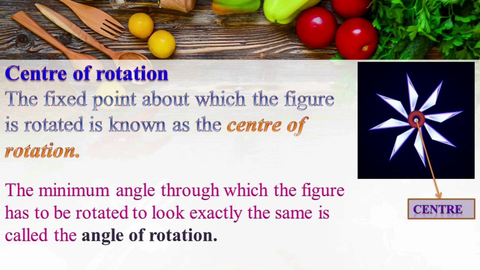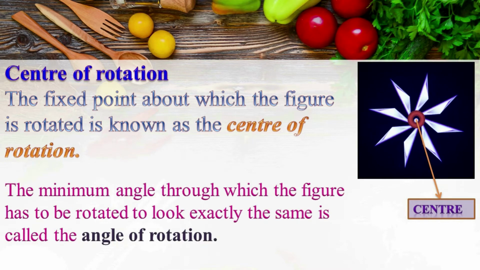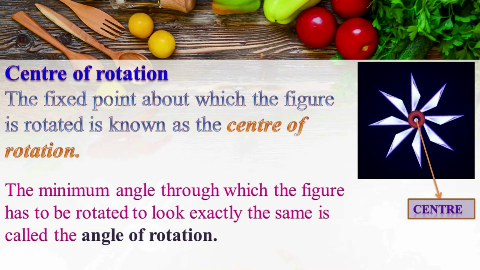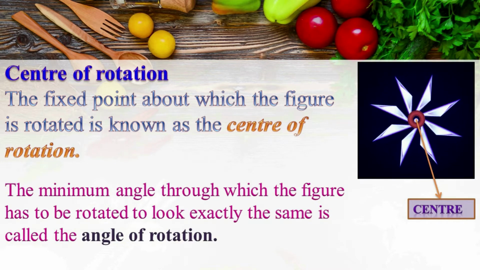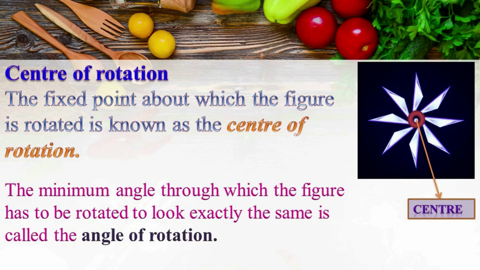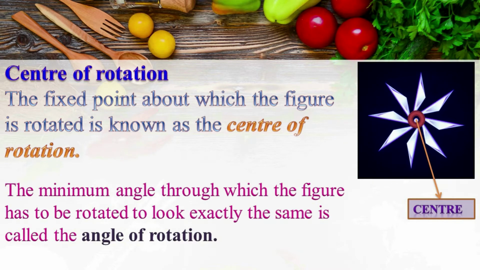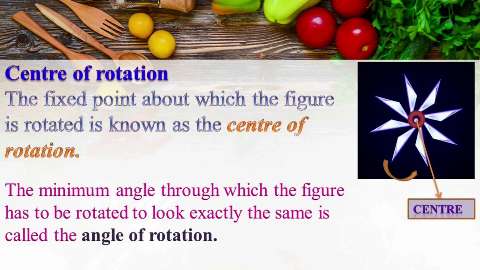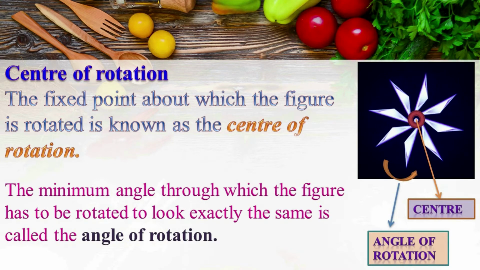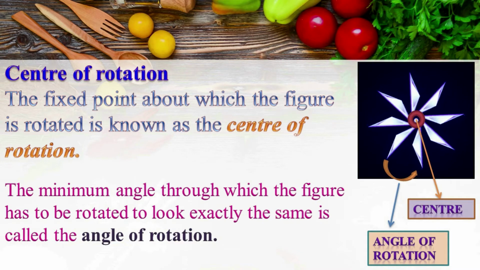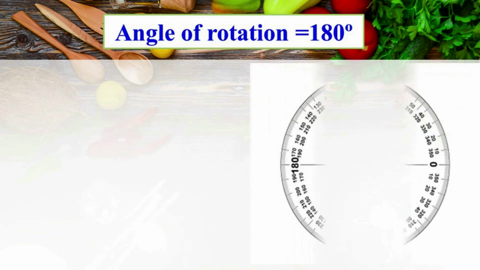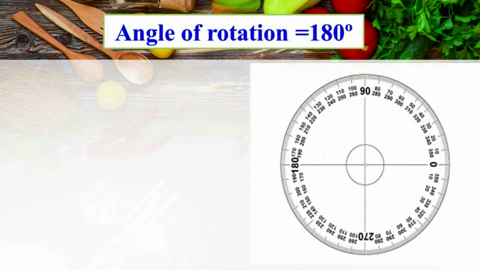Then the minimum angle through which the figure has to be rotated to look exactly the same is called the angle of rotation. On rotating, when you get the same shape of the figure, that angle is called the angle of rotation. Angle of rotation equal to 180 degree. The circle is divided into 4 equal parts to find the angle of rotation.